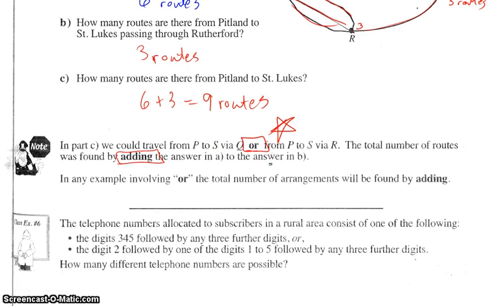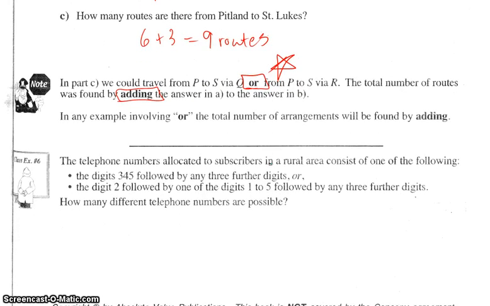Now, example number 6. Telephone numbers allocated to subscribers in a rural area consist of one of the following. The digits 3, 4, 5. But these have to be 3, 4, and 5, so that would mean just one choice for each of those. And then followed by any 3 further digits. Or, so that means we're doing another scenario. So we're adding, that's the word or, a digit 2 followed by one of the digits 1 to 5, followed by any 3 further digits.